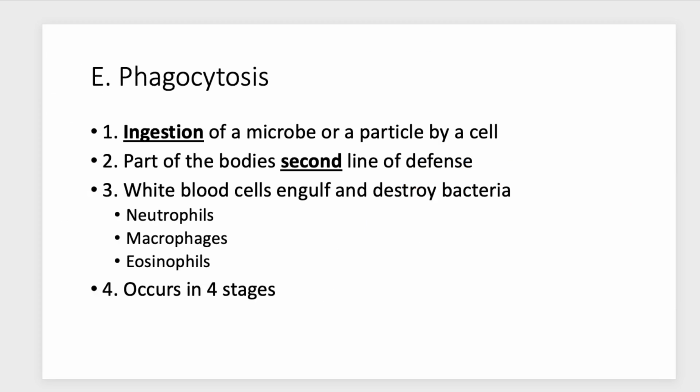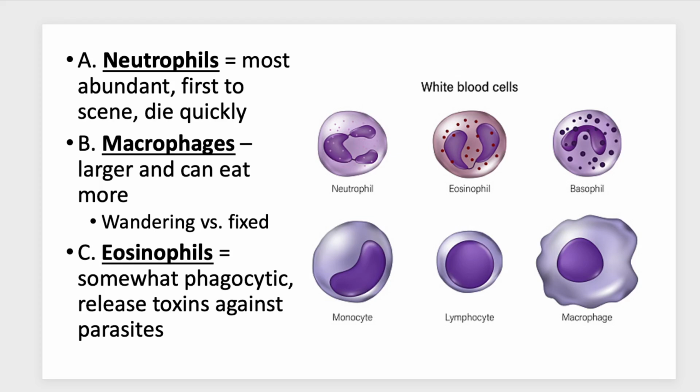So for phagocytosis, this would be the ingestion of a microbe or a particle by a cell. So part of the body's second line of defenses. The white blood cells engulf and destroy the bacteria. We'll talk about some different white blood cells, and this occurs in 4 stages.